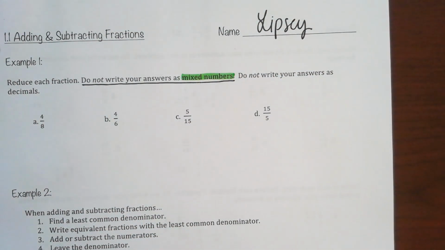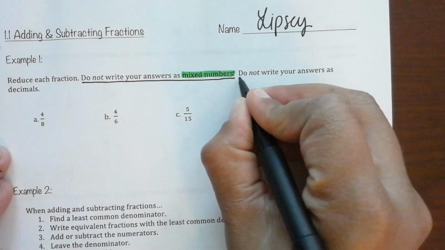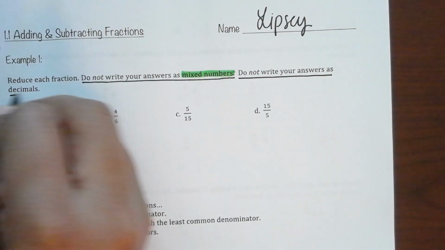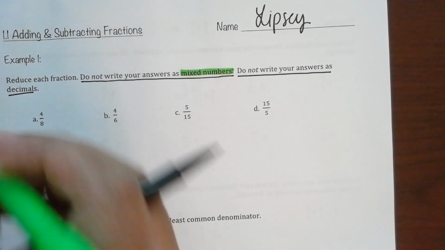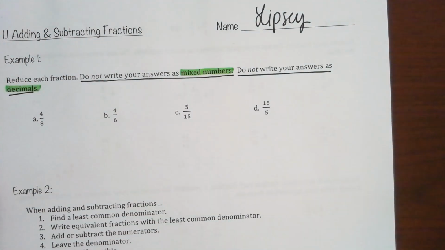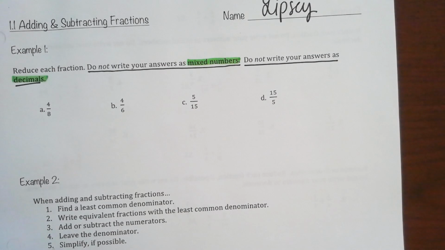You're going to see mixed numbers here and there on ACTs, but when it comes to Algebra 1, we do not do that. We leave it as improper fractions and we work on it from there. And do not write your answers as decimals. So, not mixed numbers, not decimals. Reading your directions is fundamental.